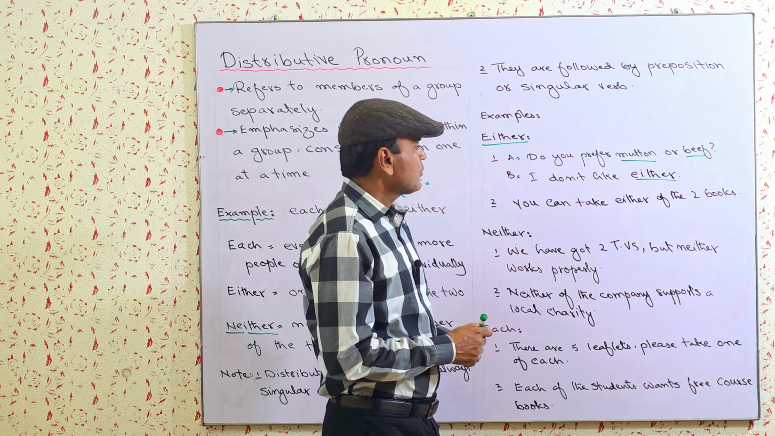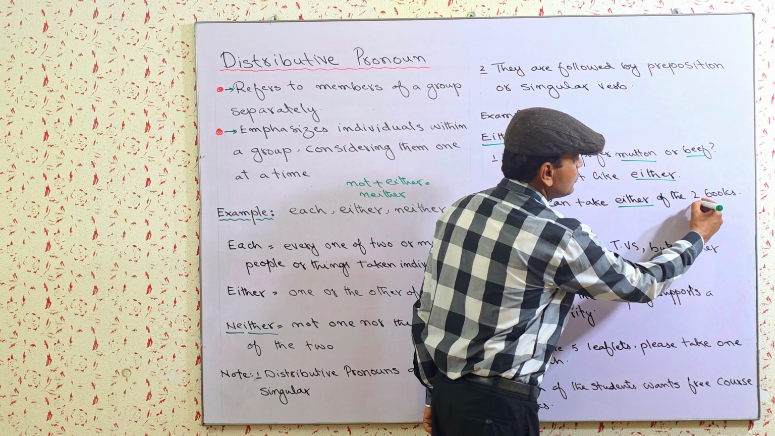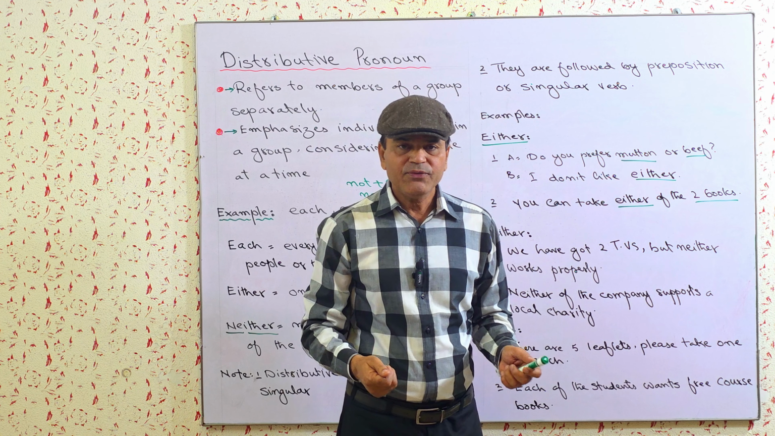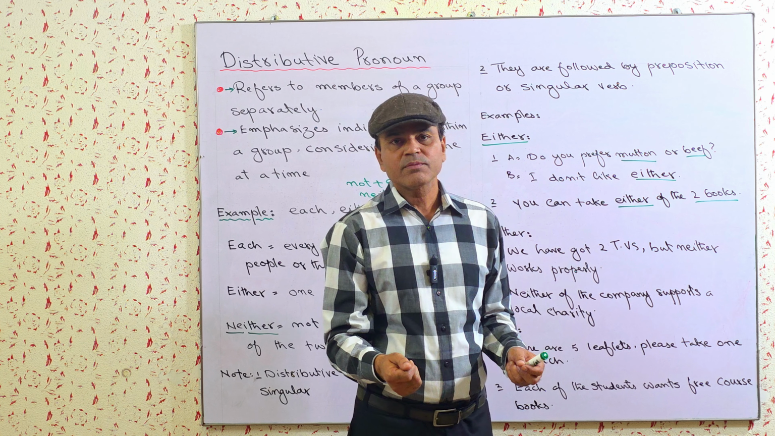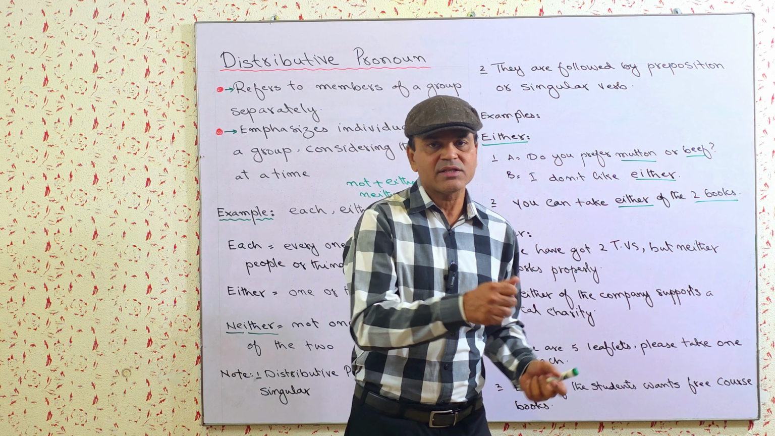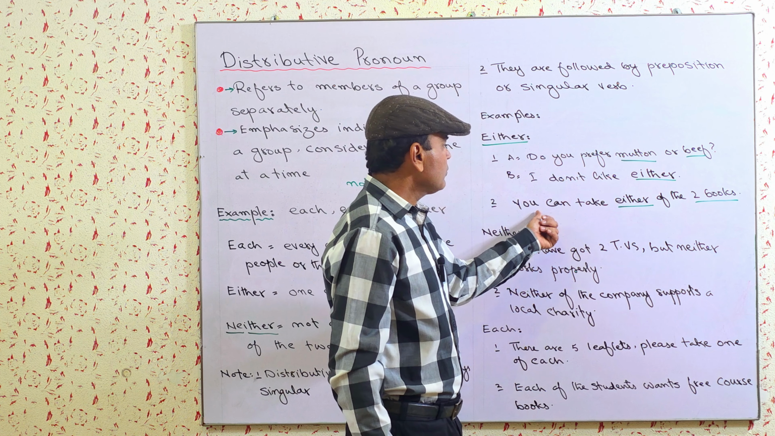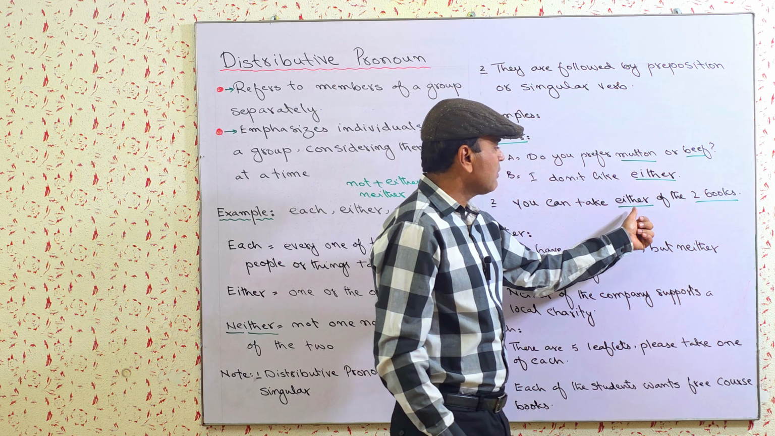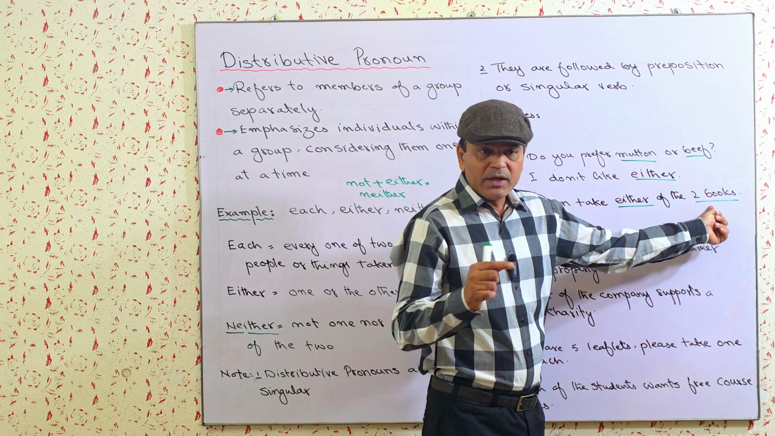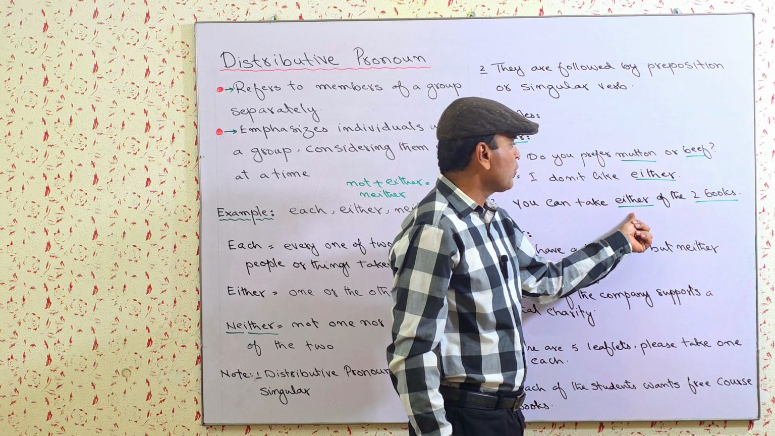Second example is, you can take either of the two books. So you are offering someone books, and you have two books, and you say that you can take this or that, meaning any one of the two if you like. So you can take either of the two books. Here the word either is used in place of two books, but separately. So books is a noun, either therefore is a pronoun.